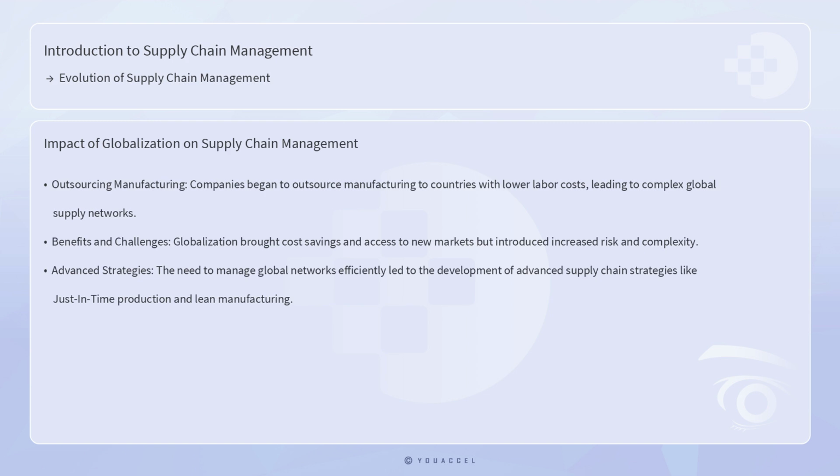The rise of globalization in the late 20th and early 21st centuries further transformed supply chain management. Companies began to outsource manufacturing to countries with lower labor costs, leading to the creation of complex global supply networks. This globalization of supply chains brought about significant benefits, such as cost savings and access to new markets, but also introduced new challenges, including increased risk and complexity. The need to manage these global networks efficiently led to the development of advanced supply chain strategies and practices, such as just-in-time production and lean manufacturing.